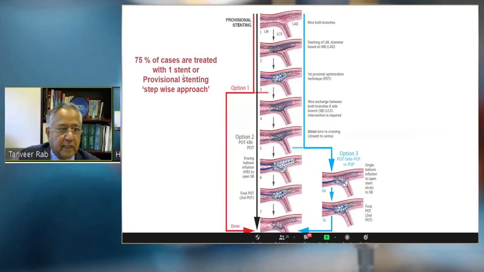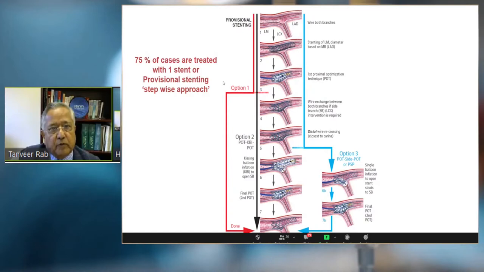75% of cases are treated with one stent, or provisional stenting, a stepwise approach. So in our publication, what we showed was that again, we wire both vessels, the LAD and the circumflex, we size the stent to the LAD back to the left main. And after that, you do the first POT, and generally you could be done and pretty good, the side branch is free of disease.